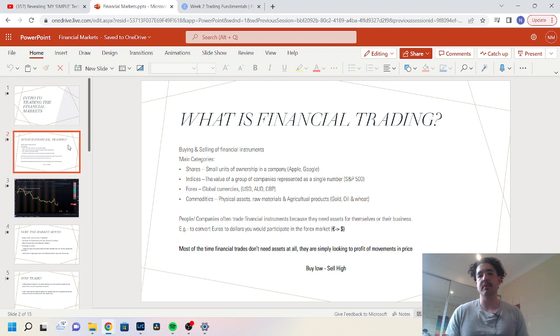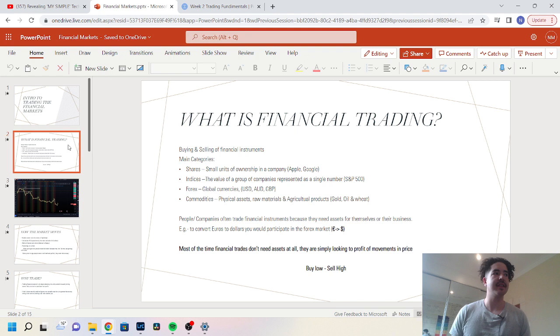People and companies often trade the financial instruments because they need assets for themselves or their businesses. For example, converting euros to dollars, you would participate in the Forex market. It's just the conversion of one currency to the next. Most of the time, financial traders don't need assets at all. They simply are looking to profit from the movements in price. So initially buying low, selling high, or you sell at the top and ride the trend down. You don't physically need to own anything.